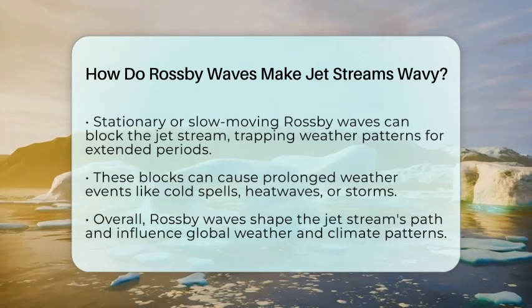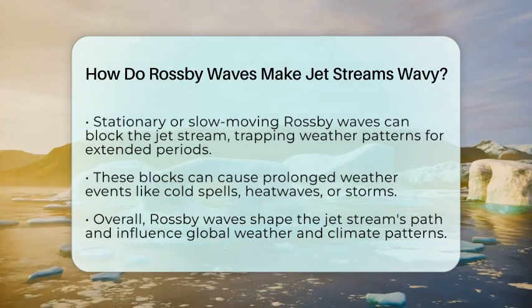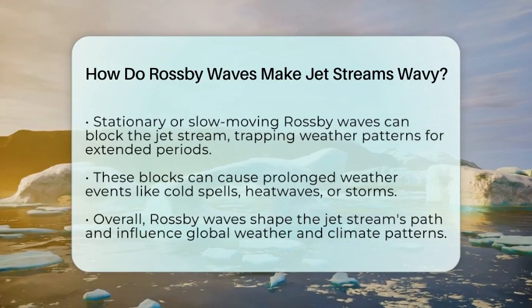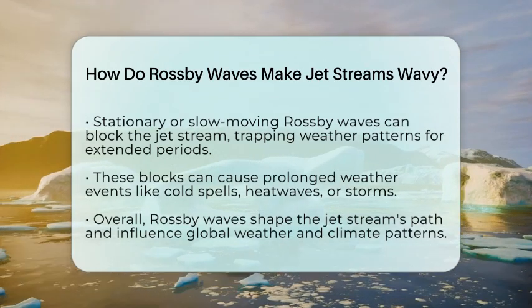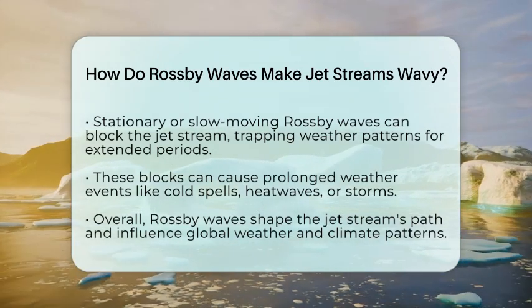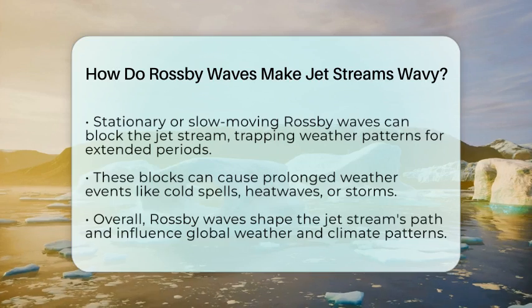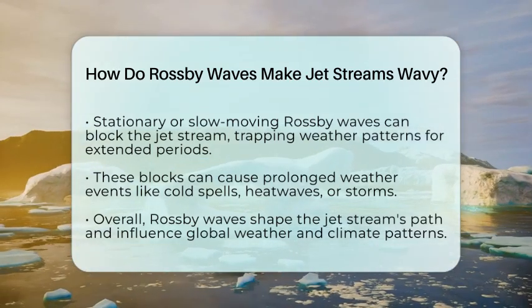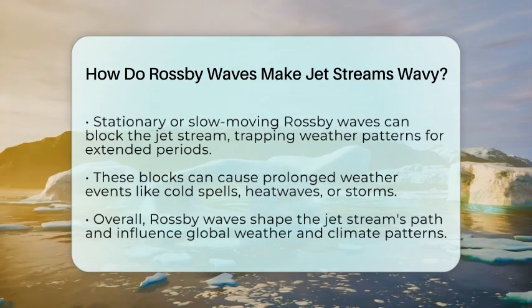So, in simple terms, Rossby waves make jet streams wavy by creating large bends driven by Earth's rotation and temperature differences. These waves shape the path of the jet stream and influence how cold or warm air moves around the planet. They are a key part of how polar, weather, and climate patterns develop and change over time.